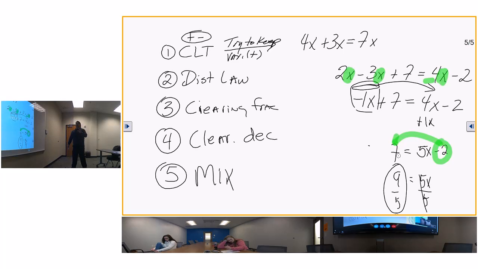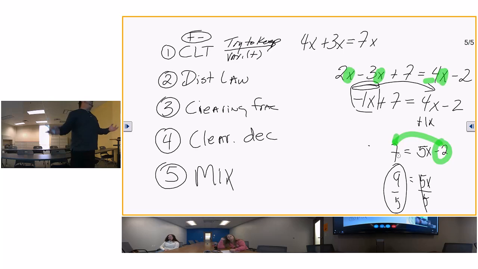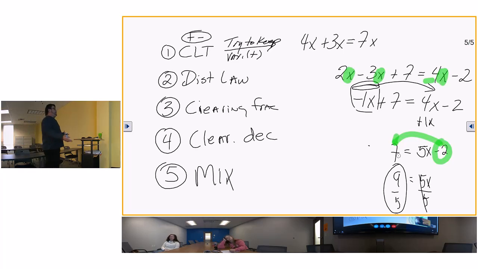Now, if you will try to keep that variable positive, and you can do it about 98% of the time, then when you get to inequalities in 5.5 or 5.4, whichever is the second to the last section, you won't have to memorize 2 more rules. Now, you've got 2 options. You can do it my way, the way that I'm showing you, and forget the 2 other rules, or you can memorize 2 other rules, whichever ones you want to do.